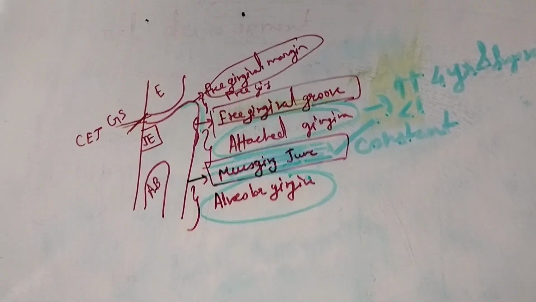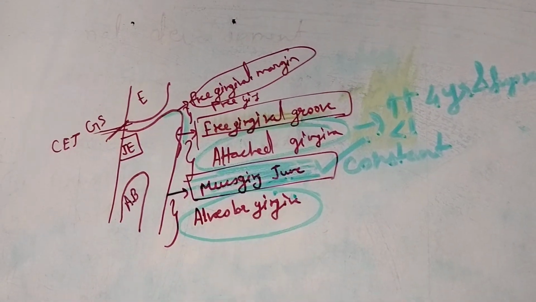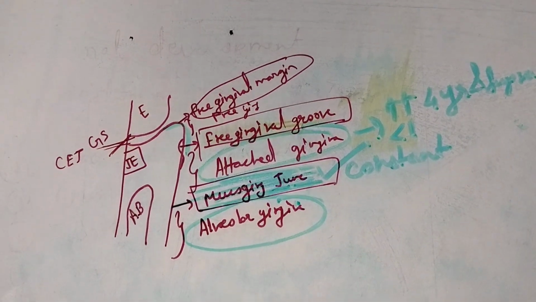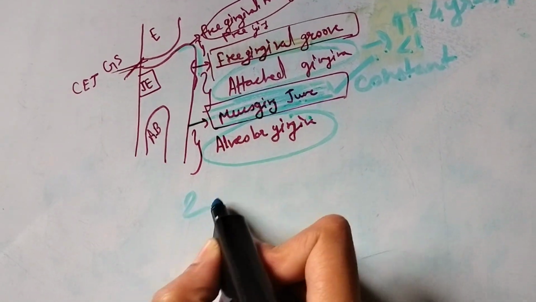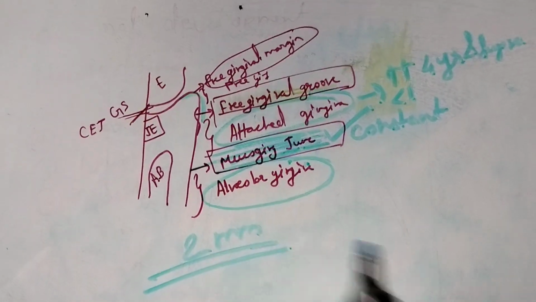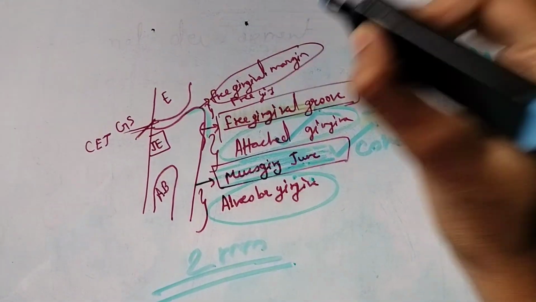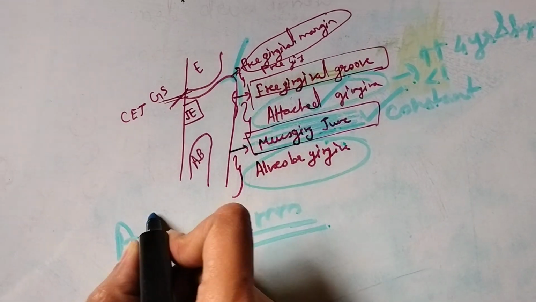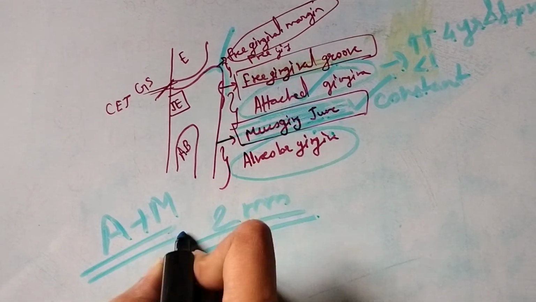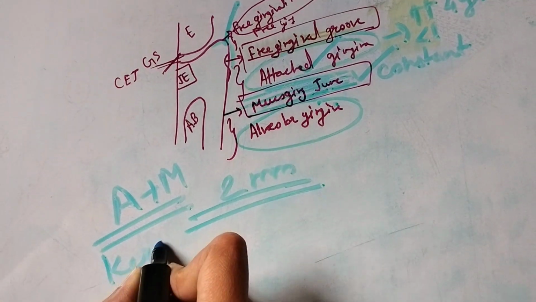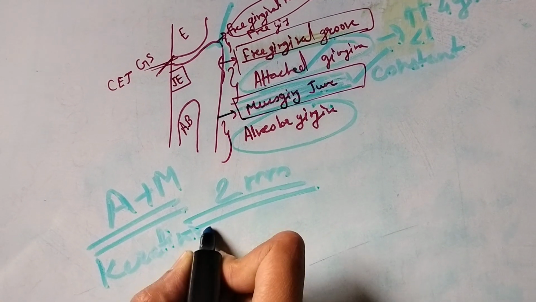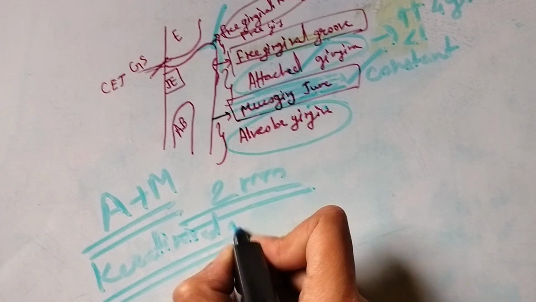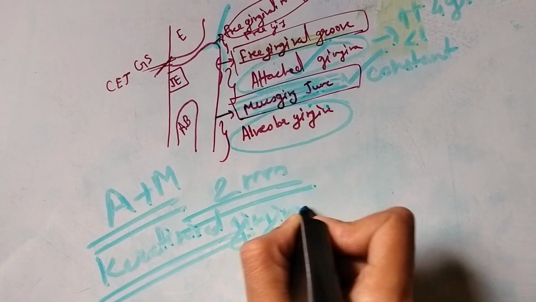So if they ask about the width of the keratinized gingiva, then it is 2 mm. Which is the keratinized gingiva? Attached gingiva and the marginal gingiva are the keratinized gingiva, and the keratinized gingiva has a width of 2 mm.